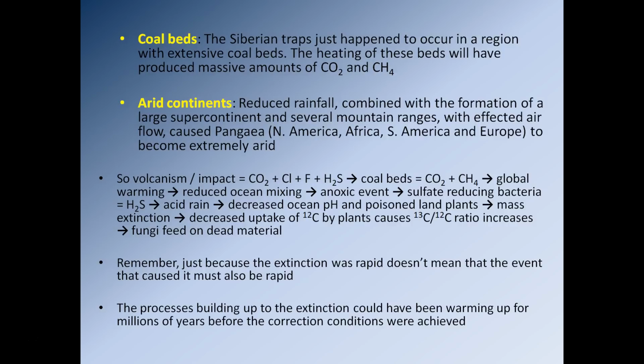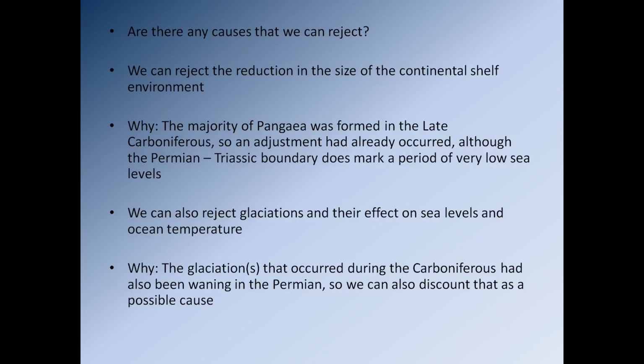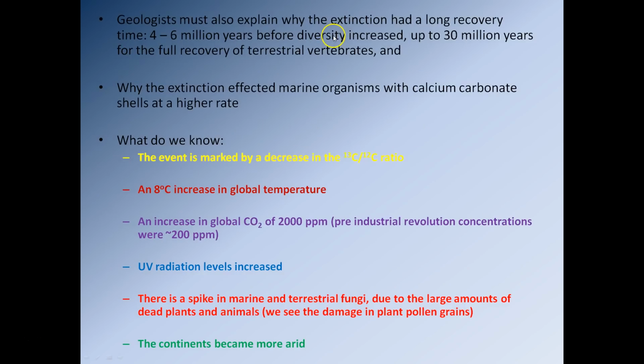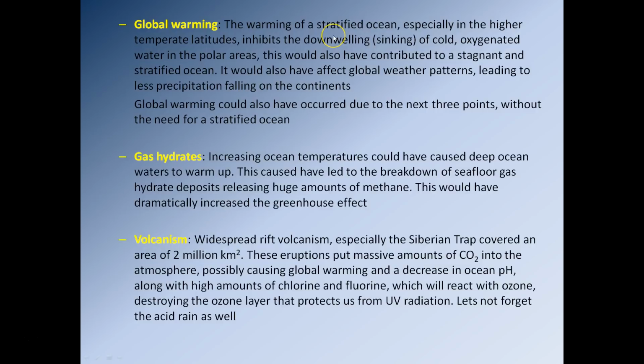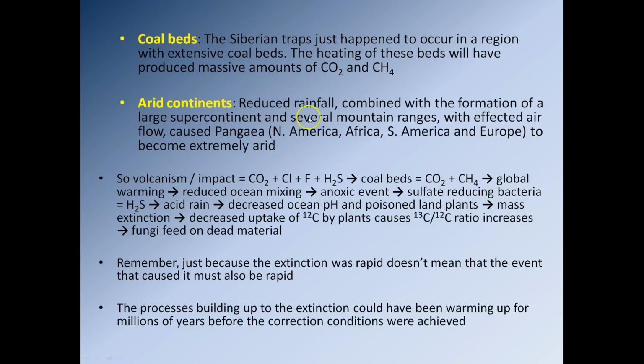Now, in terms of explaining why the mass extinction took so long to recover, that one's pretty difficult to explain. If you had a large-scale anoxic event that really affected ocean pH, that would take a very, very long time to sort out. So that might explain it to some degree. However, why land organisms took nearly 30 million years to fully recover, that one's a little bit more difficult to explain, and I can't honestly tell you that I have a good explanation for that.